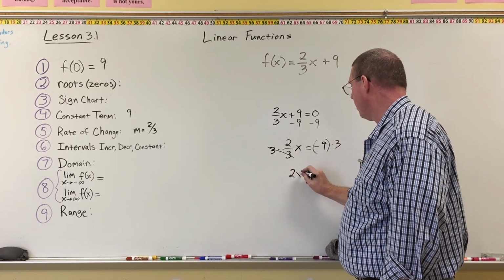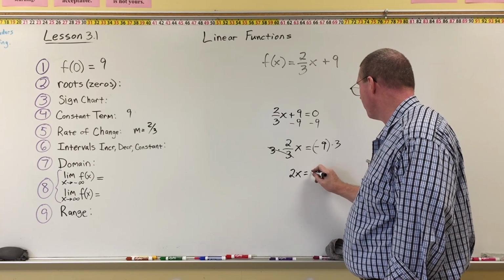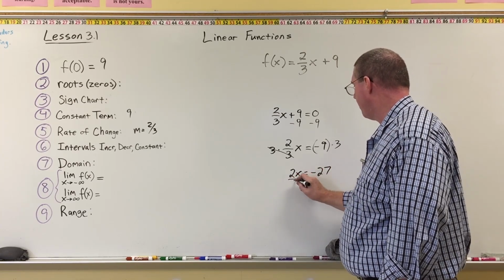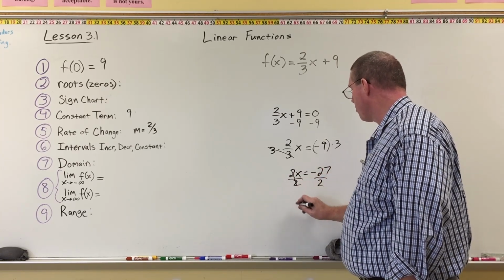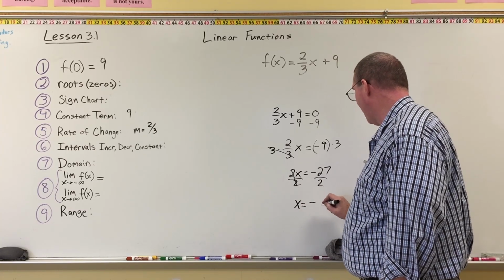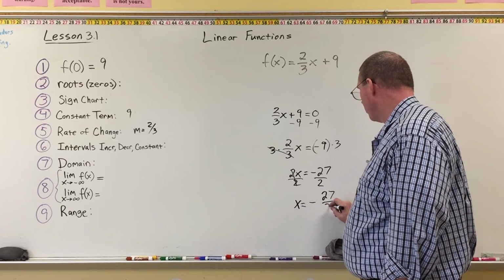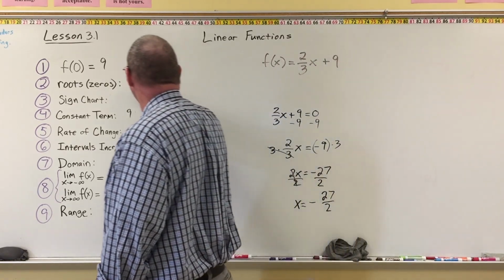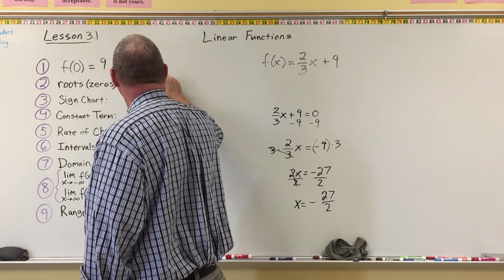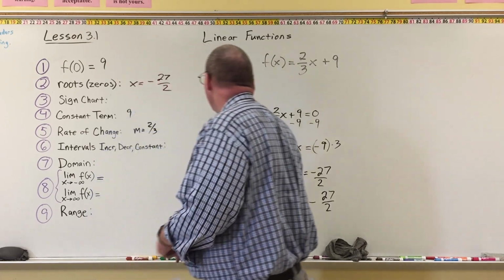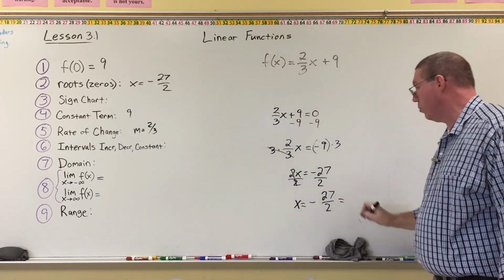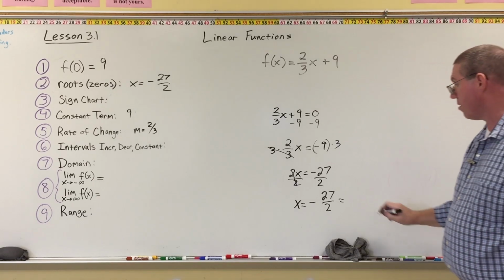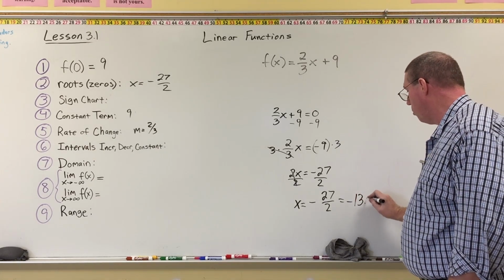Cancel. We get 2x is equal to negative 9 times 3, which is negative 27. Divide by 2, divide by 2. And here's what we end up with: x is equal to negative 27 over 2. That is our root of this linear function. So x is equal to negative 27 over 2. If you convert this into a decimal, it would be the same thing as negative 13.5.